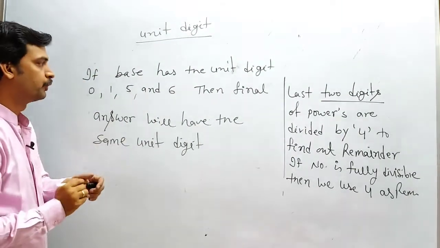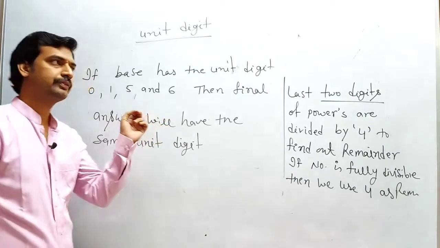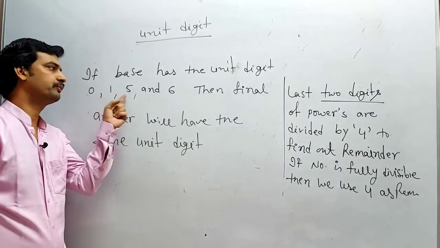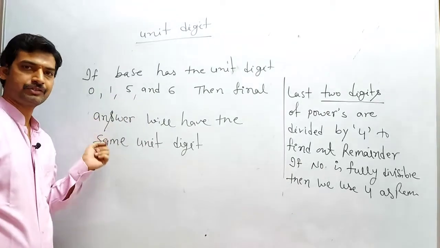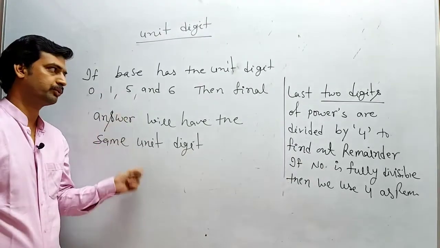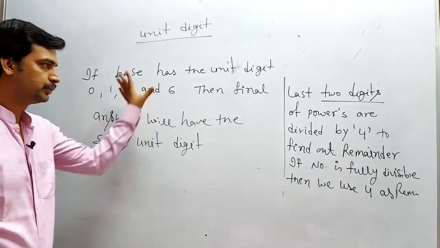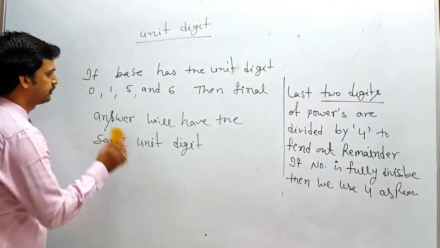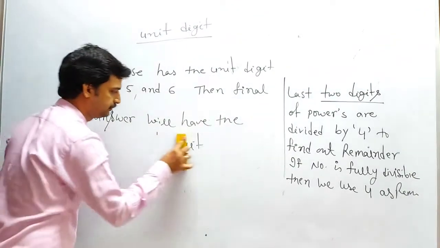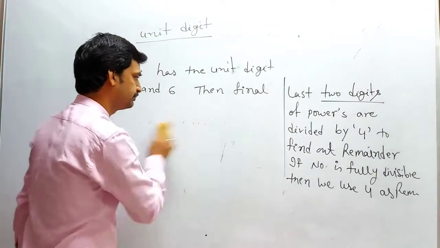That means no matter how many powers there are, if the unit digit of the base is 0, 1, 5 or 6, the answer will be 0, 1, 5 or 6. For 0 it is 0, for 1 it is 1, 5 for 5, 6 for 6. You need not use this process at all, right? This is your note. Like, one example we will take.